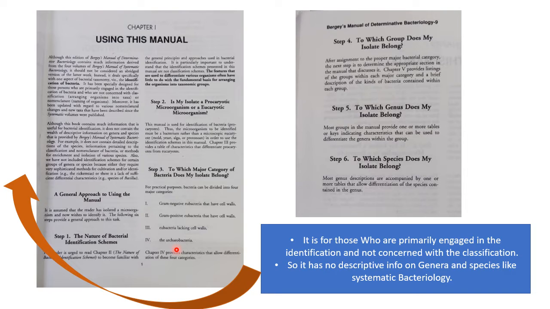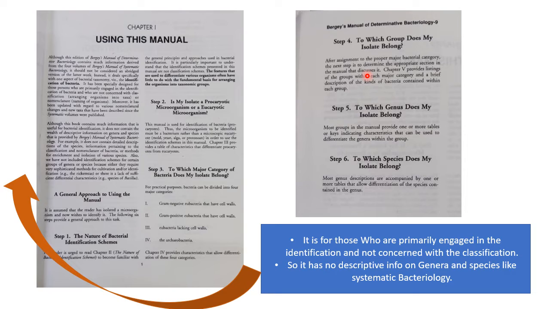Once you have identified which category your bacteria belongs to, the next step is to find which group your isolate belongs to. After categories, there are groups. These four categories have around 35 groups. So you need to do gram staining and motility, and after that you can identify which particular group your isolate belongs to.